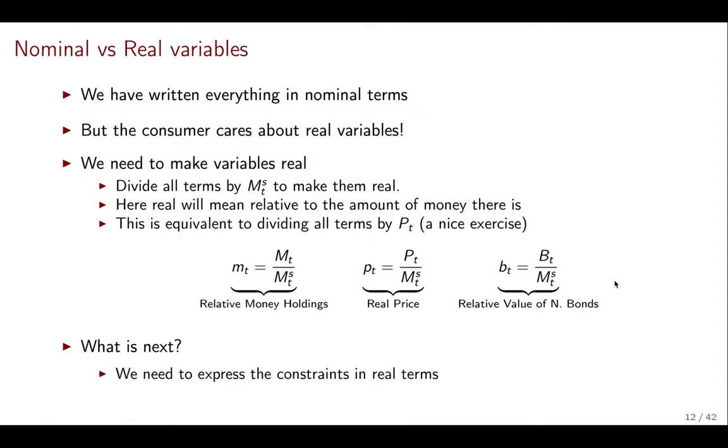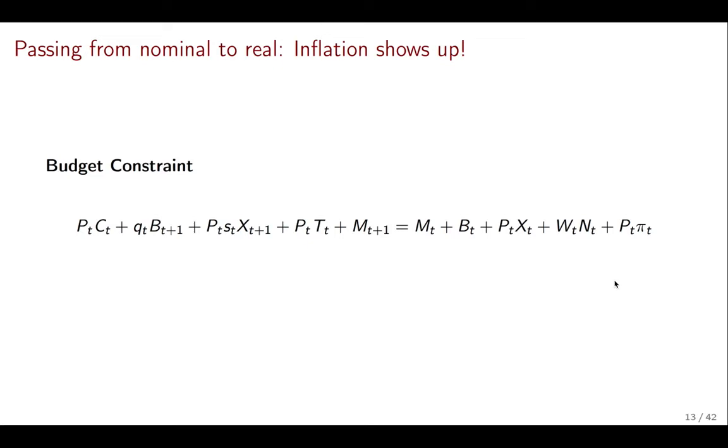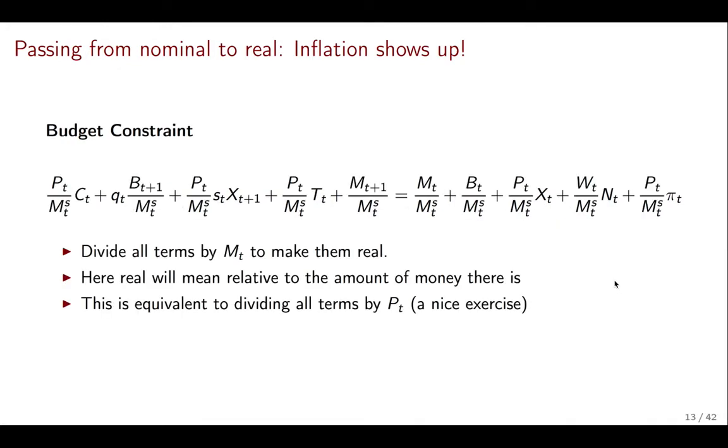Now, what is next? We need to express all the constraints in real terms. And we're almost done. I know this video is a bit longer, but bear with me, this is the last part. So we had our budget constraint. What are we going to do? We're going to take our budget constraint. This is the same budget constraint we have from a slide ago. We're going to divide all terms by M. We're just going to divide all terms by M. So we're going to get all terms relative to the value of money.